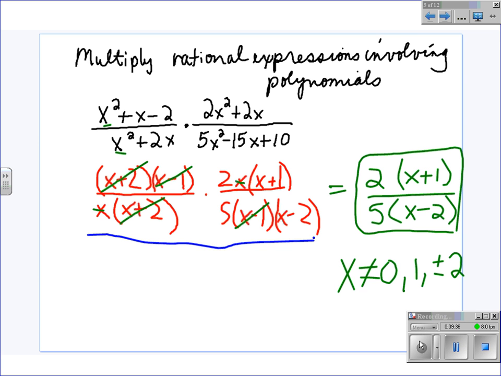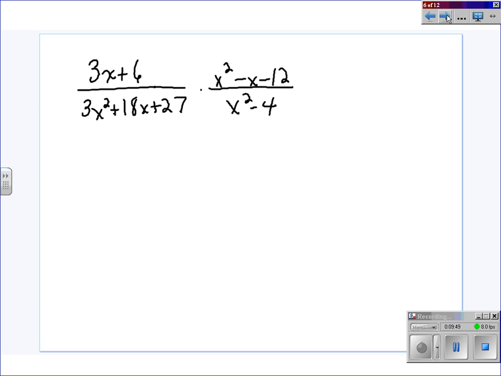Do not multiply all that back out. Leave it in factored form. Any questions there so far? Nope. Fabulous. Okay, you do this one.